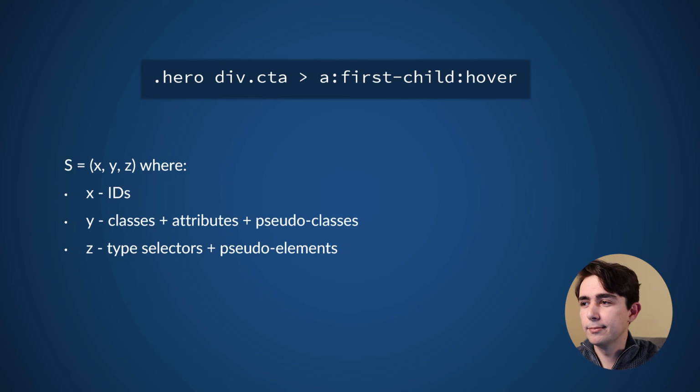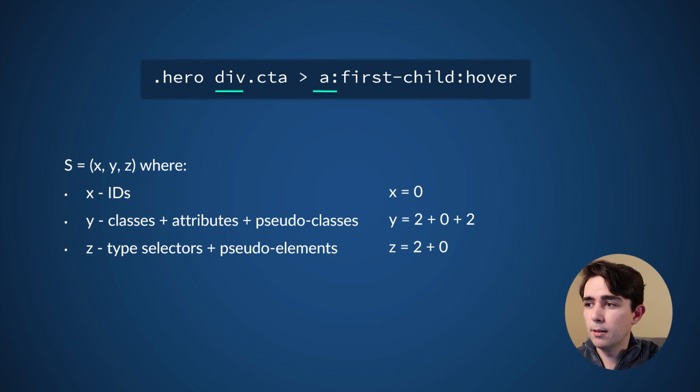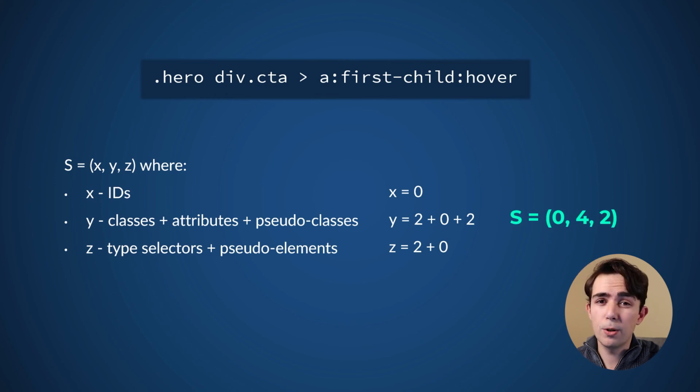Did you do it? We've got 0 IDs again. We've got 2 classes, 0 attributes this time, and 2 pseudo classes, and we've got 2 type selectors with no pseudo elements. This gives us an S value of 0, 4, and 2. Take note that the child selector right here did not matter in the final result.